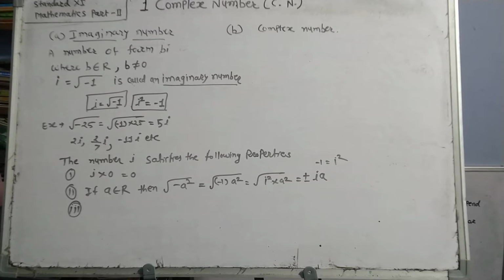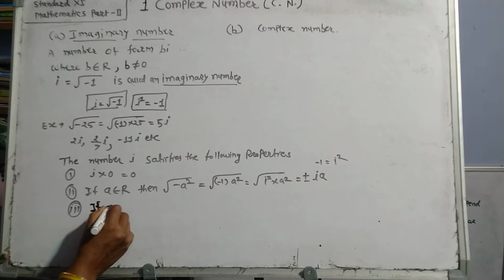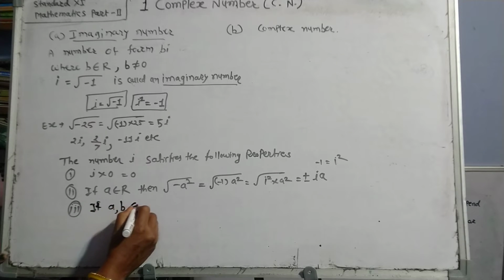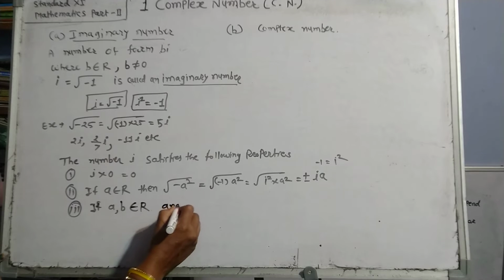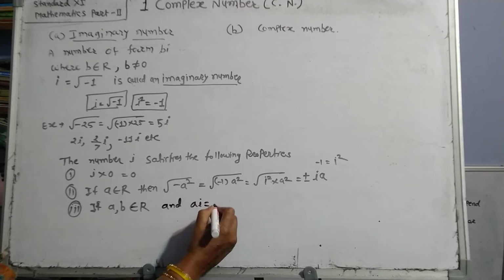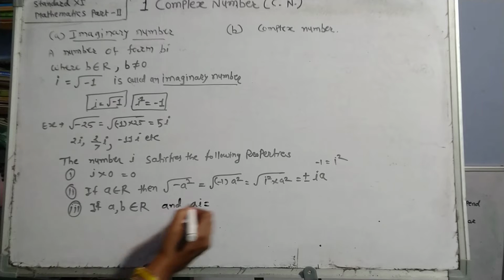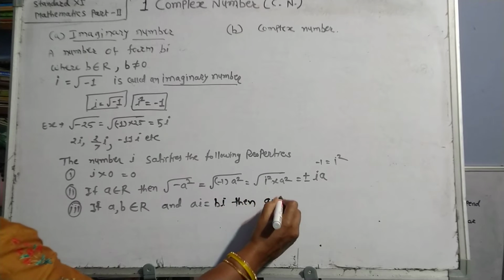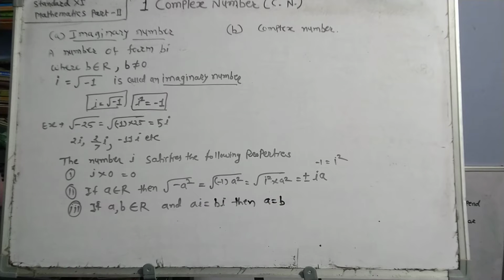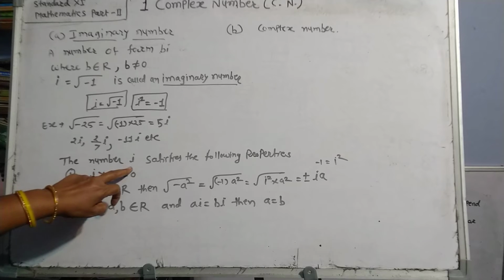Third property, if a and b belong to the set of real numbers and ai equal to bi, then a equal to b. Now these are the properties which the number i satisfies.